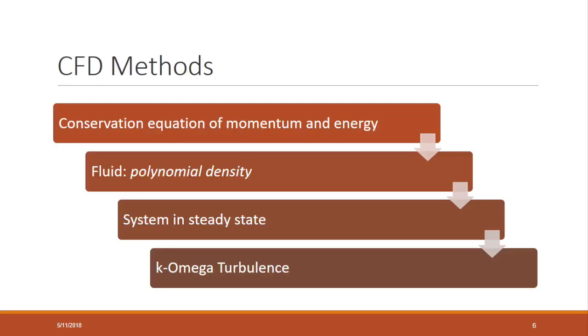CFD methods. The fundamental equations to be solved numerically by CFD are the conservation equations of momentum and energy. Also, for the fluid, polynomial density was assumed because the density depends on the temperature and this changes throughout the system. In addition, steady state was assumed for the system. In terms of internal flows, the model chosen was the k-omega turbulence model because it predicts very well close to walls.